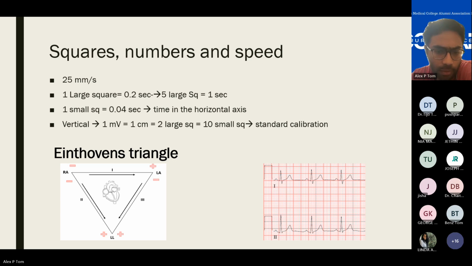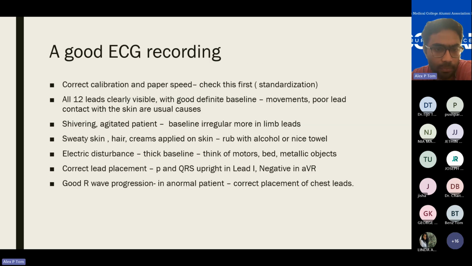So we finished. Then what is a good ECG recording? Many of you will have a lot of trouble getting a good ECG recording. You might get haphazard ECGs handed over to you by nurses in your burn center, and you will be looking at that and thinking, what is going on in this patient? Is it a good recording, or is it actually something wrong happening with the patient? If you don't get a good recording, interpretation will be very difficult.